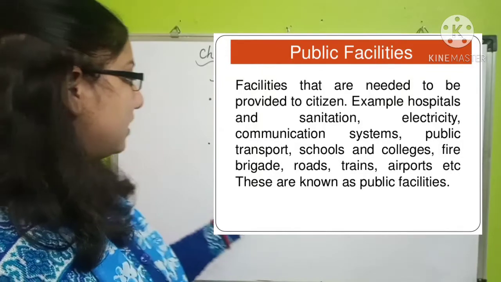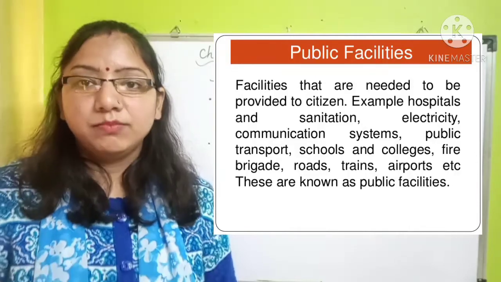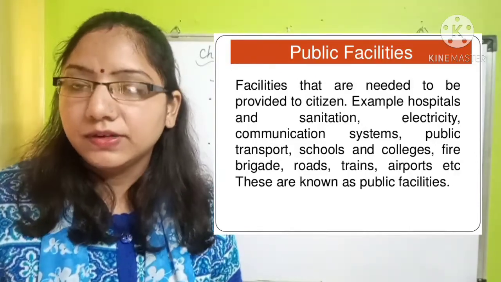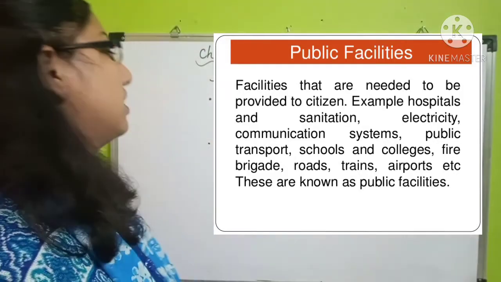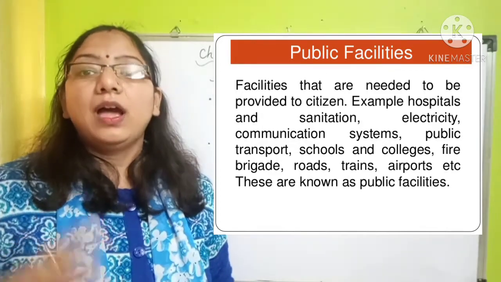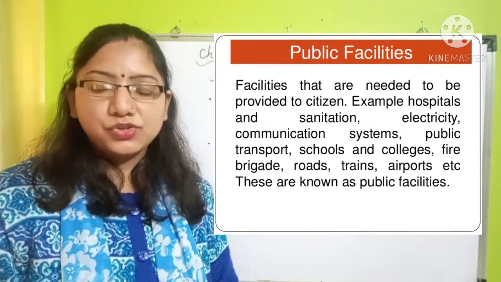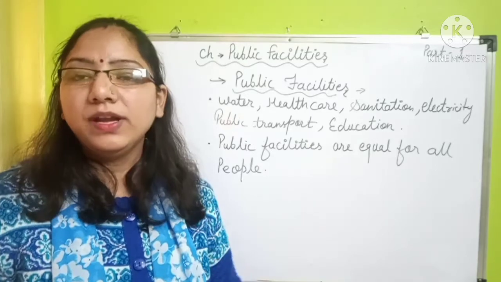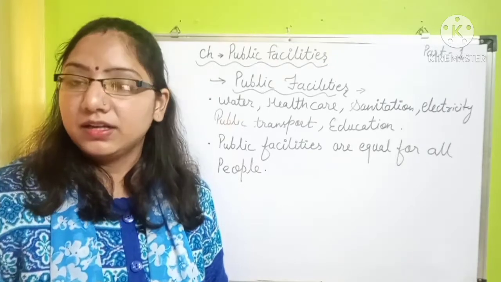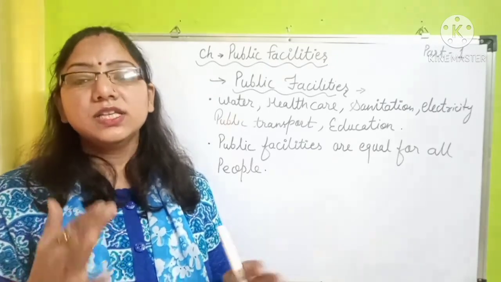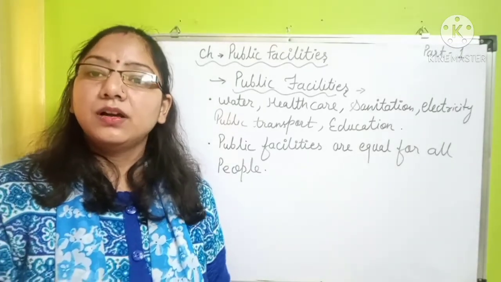Means the public facilities are equally divided for all the people in a country, because the public facilities come under the fundamental right as well. Means water, healthcare, sanitation, electricity, public transport, even education, and the PDS system in which we get food from the ration shops. These are all provided by the government, and these come as a fundamental right under Article 21. So here we can say these facilities are equally divided to everyone. For example, we can say a school in a village.